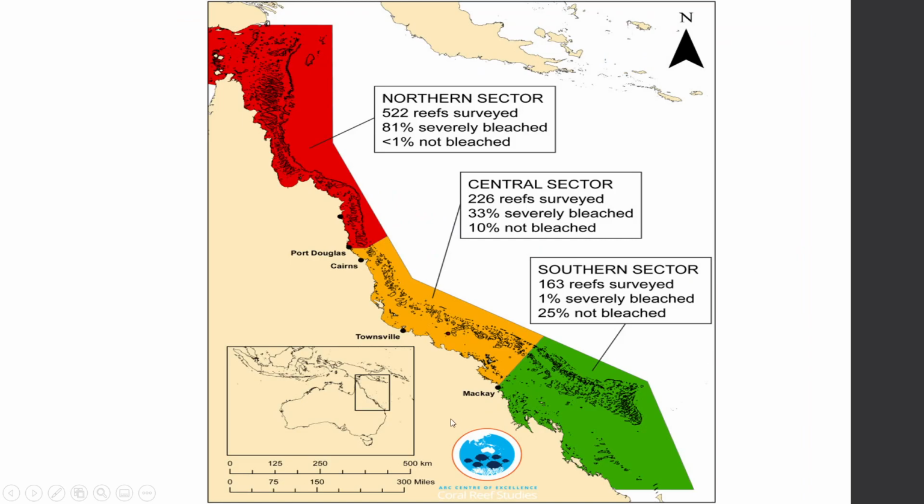So here is the Great Barrier Reef, I believe, area. We're looking at Australia. And we can see some of the bleaching that is occurring in the northern sector. 522 reefs were surveyed. 81% of them were severely bleached. Only less than 1% were not bleached. And as you move farther south, which would be colder temperatures, right? That's where you're going to find better situations. But that is not a good thing. We don't want any of these to be bleached.